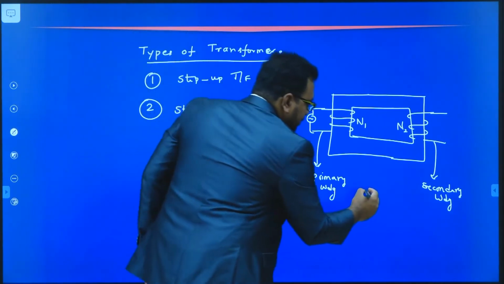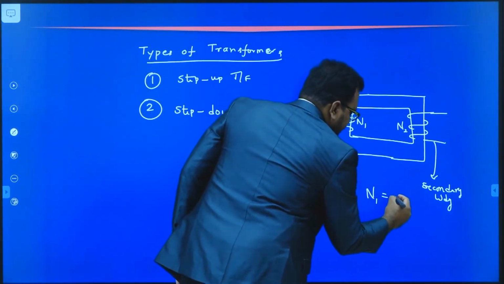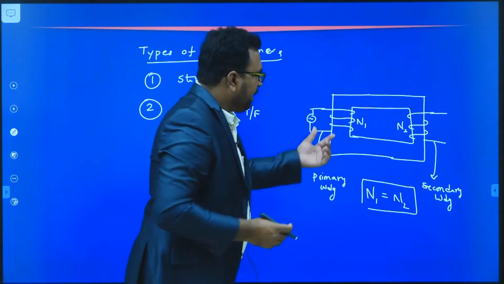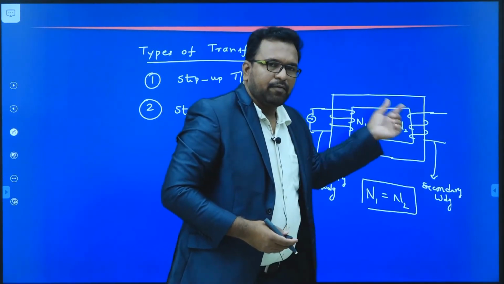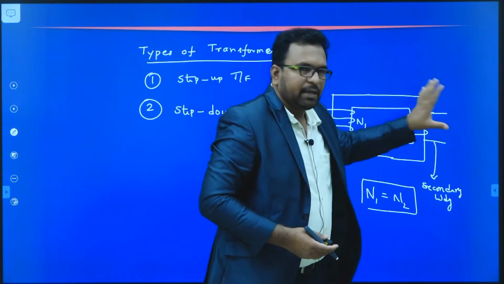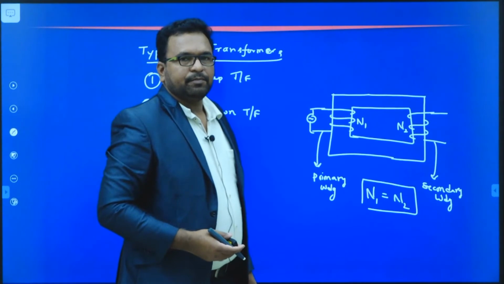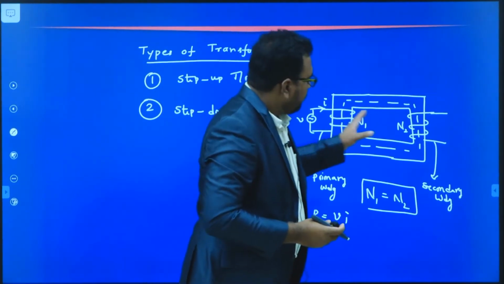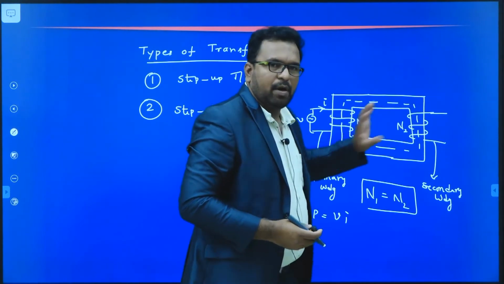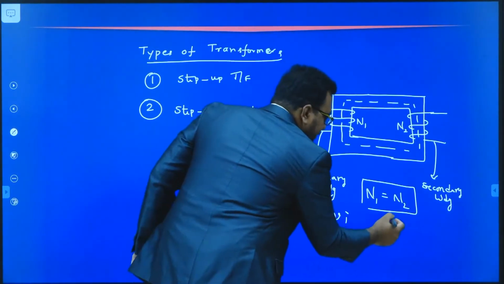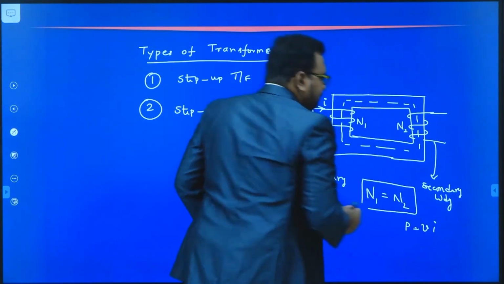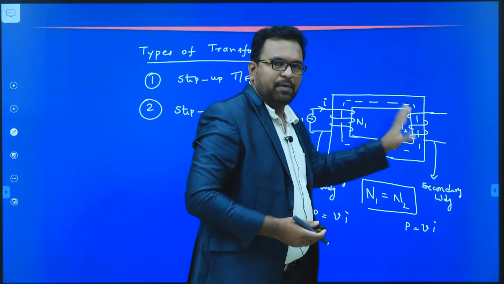If N1 is equal to N2, that means if the primary winding and secondary winding contain the same number of turns, then whatever voltage you apply, the same voltage will appear across the secondary winding. Both the coils contain the same number of turns, that means the same amount of flux links in the two coils. That's why in the secondary winding also, the power remains the same, because the transformer transforms the same power.